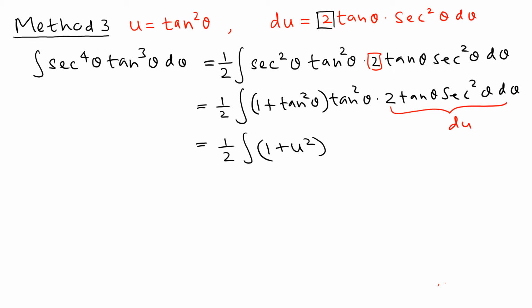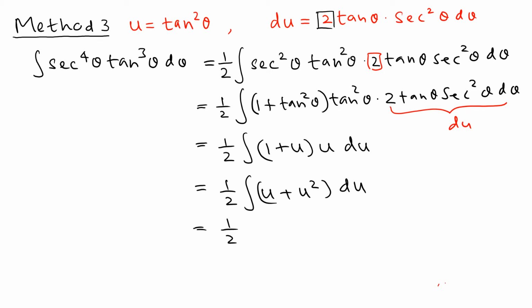Actually it's not u squared, it is u now, because tan squared is u, so it is u, and then tan squared is again u, and the 2 tan theta secant squared theta d theta becomes du. Now what we can do, we're going to distribute. So when you distribute, you get u plus u squared du. Now you can see that this is very easy to integrate.